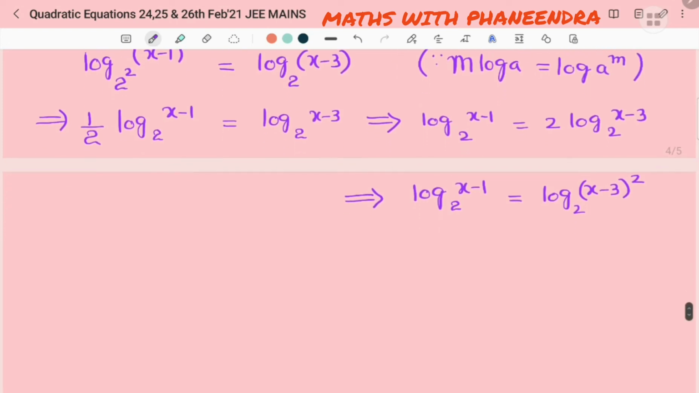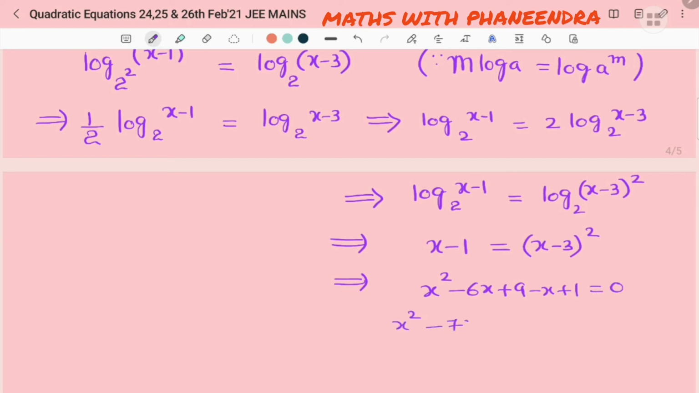So by using that, now comparing the log functions, when both bases are equal, x minus 1 is equal to (x minus 3) whole square. Now expand (x minus 3) whole square: x square minus 6x plus 9, and these values we are taking here, minus x plus 1. So x square minus 7x plus 10 equal to 0.